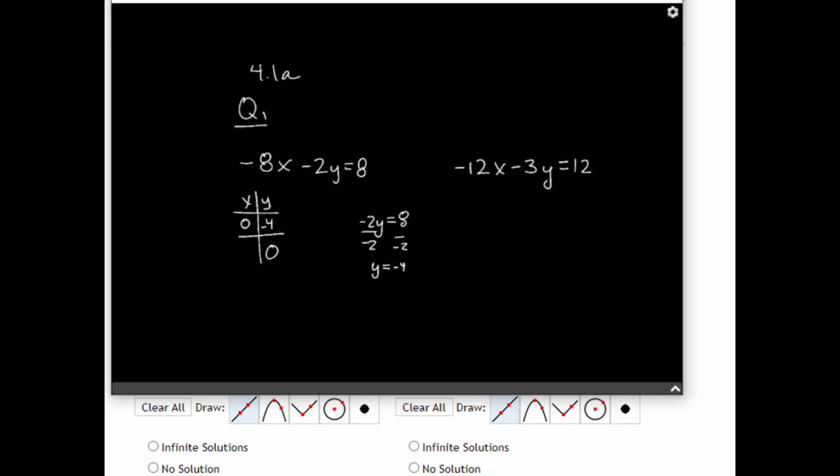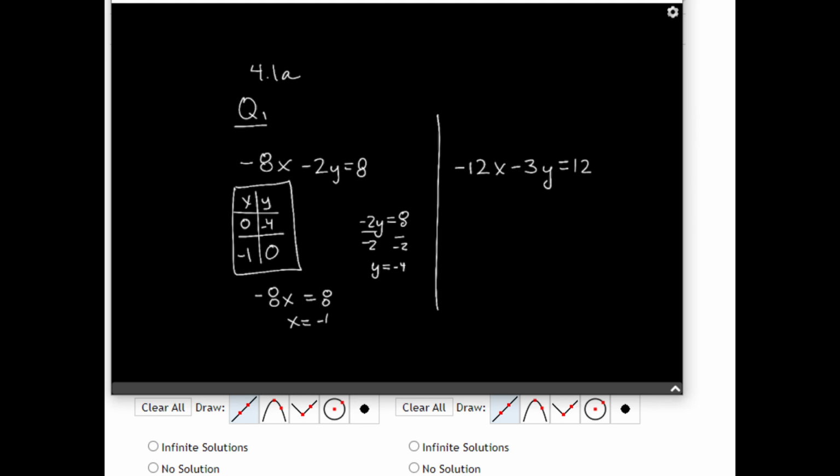I'm going to go through and do the same thing, but only now let y equal 0. So it's negative 8x minus 2 times 0. And again, that just is 0. So negative 8x is equal to 8, so x is equal to negative 1. So those are the 2 points that I want to go ahead and graph for that first equation.